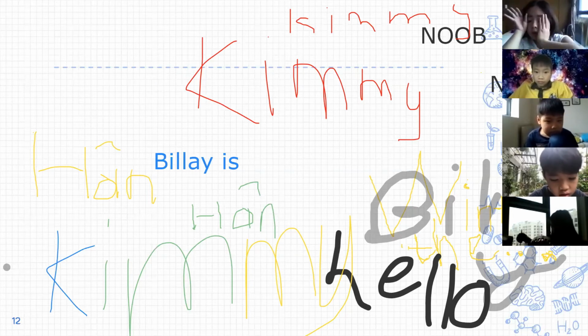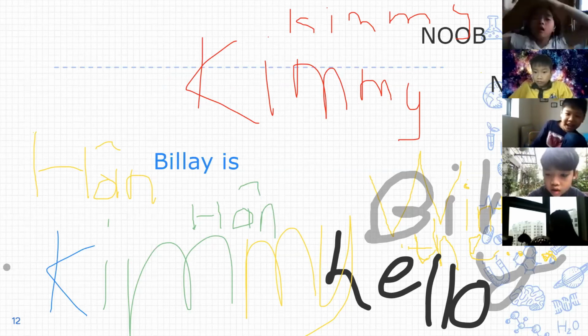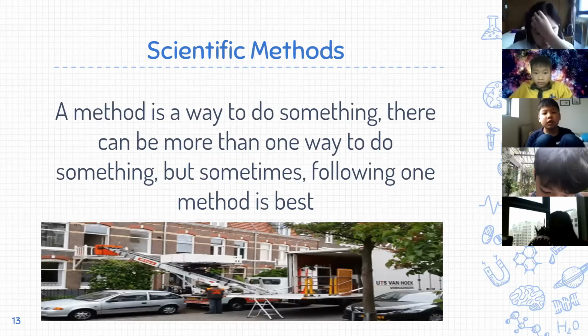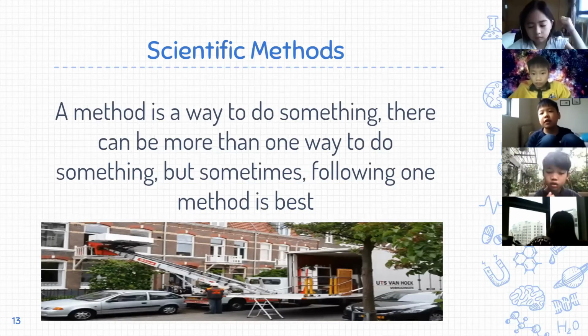So when you're talking about what a method is, it's a way to do something. Now, when it comes to science, the difference is that there is a specific method that you want to follow. You want to follow it step by step in order to make sure you get, one, accurate test results, and two, that it's being done the right way. So it's just another example of a method.